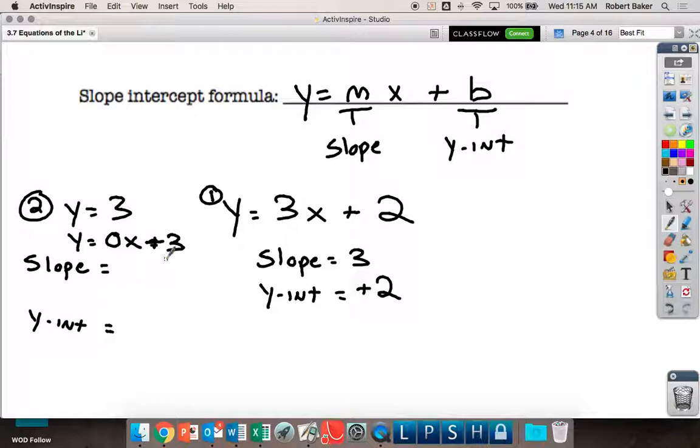How many x's do you have? 0. So the slope is 0. Yeah, I knew that. That means you go up 0 over 1. Up 0 over 1. That is a horizontal line. What is the y-intercept? 3. Positive 3. Oh, because it's a flat line. See, I knew that.